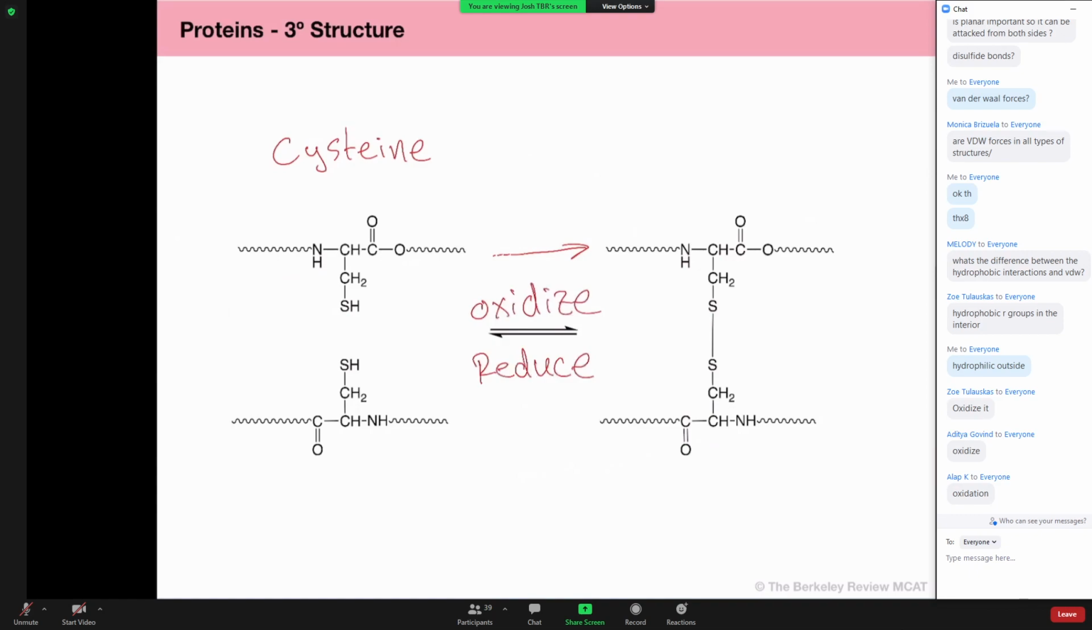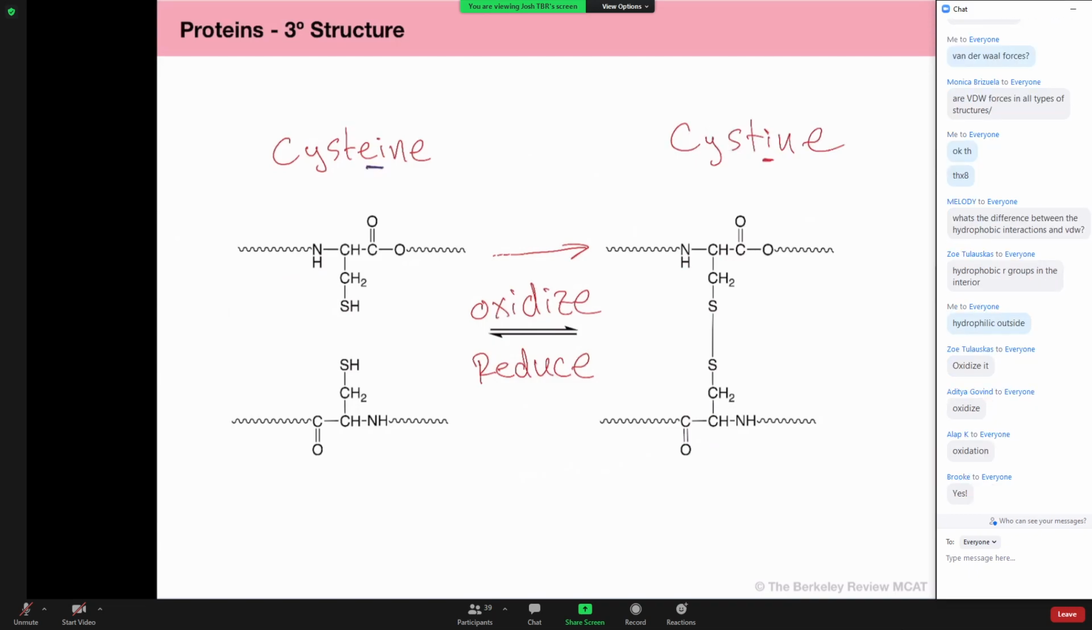Okay, now let me do one thing. And I don't know if this will ever come up, at least on this newer MCAT. But if you're ever reading and you see cystine, right? So just an I versus cysteine with an E. Cystine is referring to the oxidized species. And cysteine is referring to the reduced species. Okay. Cool.